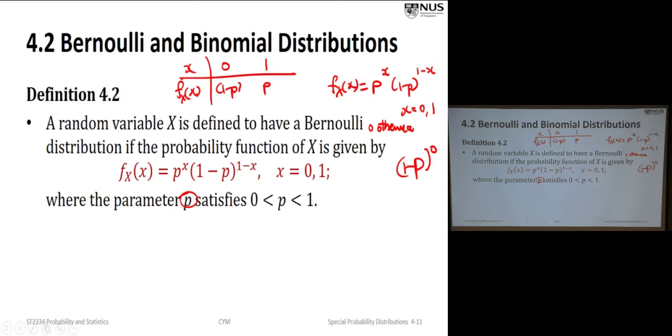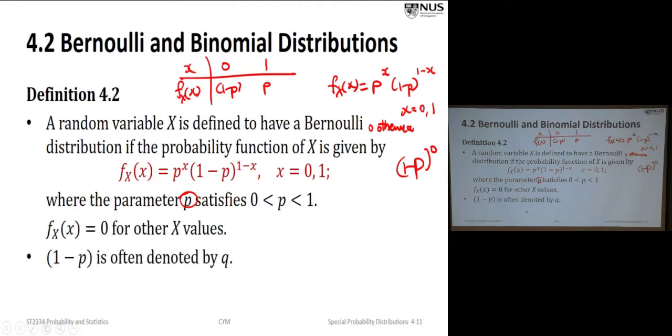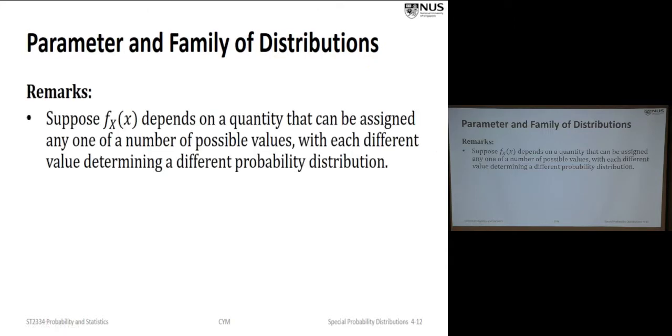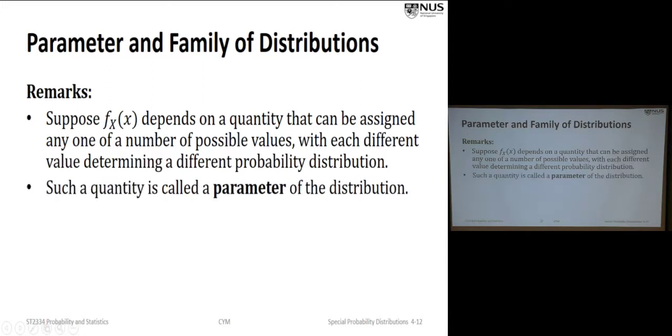Okay. So we assume that P is fixed, is a constant, and X is the random variable. Sometimes 1 minus P is denoted by Q. So f of x depends on this quantity p, and this p is called the parameter.